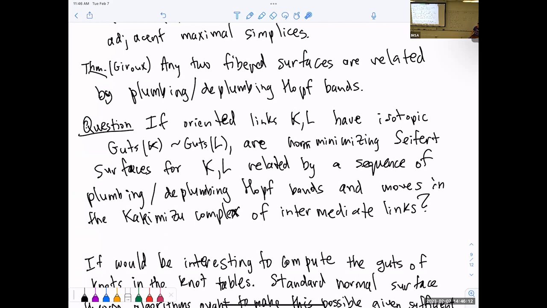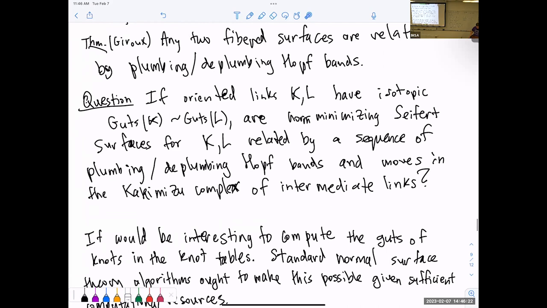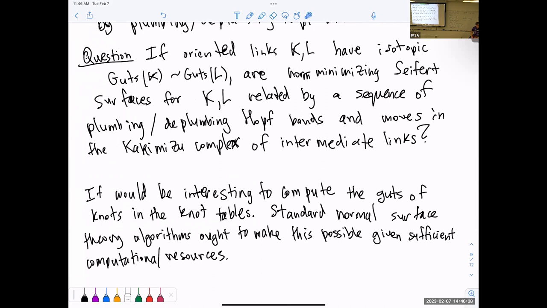Yeah, so maybe any two links that have the same guts up to isotopy are related in some way by stabilization. And it would be interesting to compute guts of knots in the knot tables. I think you should be able to do this in principle using standard normal surface theory algorithms. Okay, but I'll stop there. Sorry for going on.